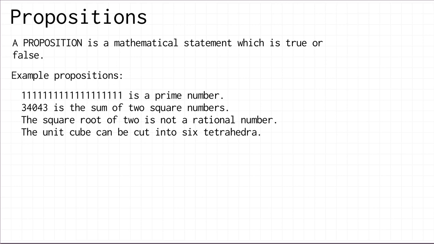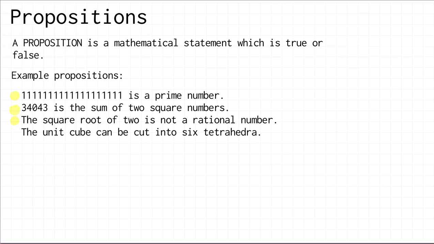So for an example of a proposition, consider: 1 is a prime number. I'm not telling you whether this is true or false, but it certainly is either true or false. You don't need any other information to determine that. Equally, the statement 34,043 is the sum of two square numbers. A square number is a number like 1 times 1, or 2 times 2, or 5 times 5, or 1,000,000 times 1,000,000. So this is a proposition because it is either true or false. It might be true or it might be false, but it's certainly one of the two.